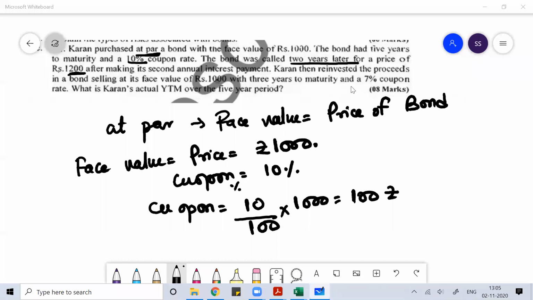Then Karan reinvests the proceeds in a bond selling at a face value of 1,000, with 3 years to maturity at a 7% coupon rate.